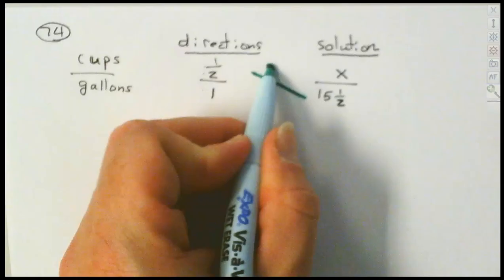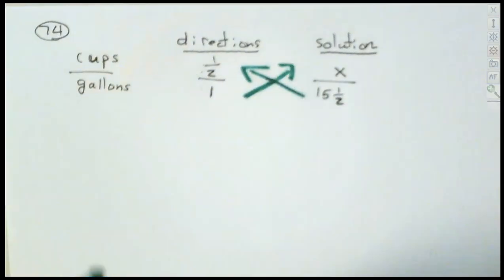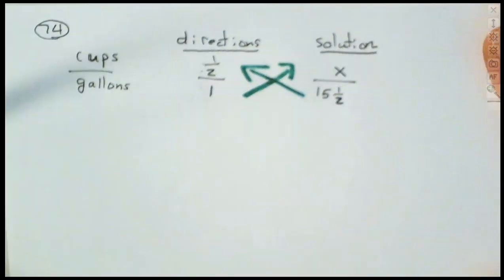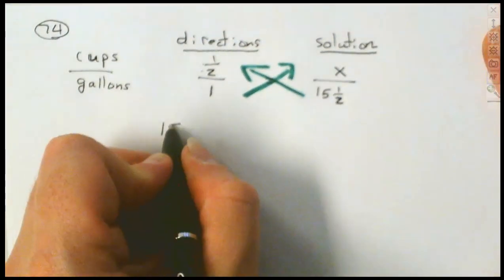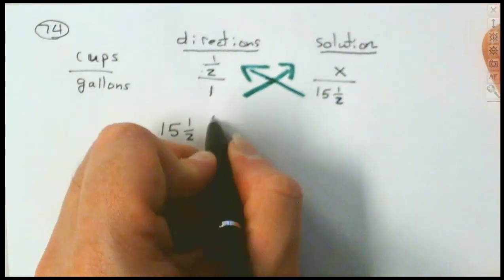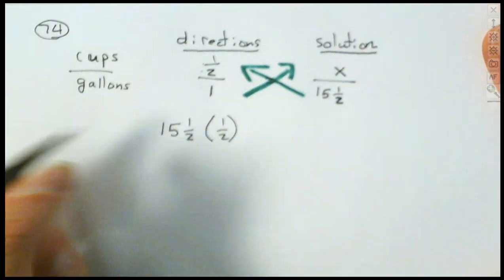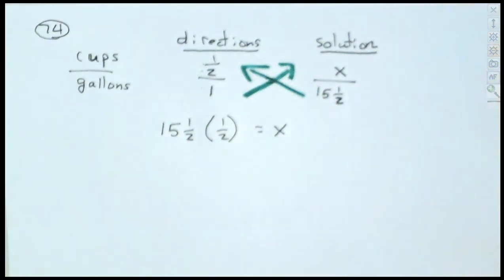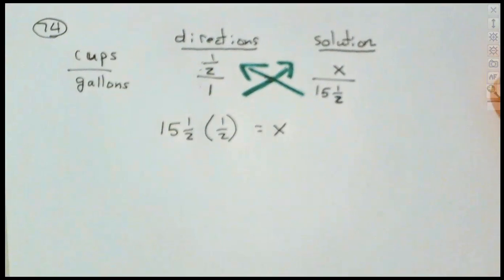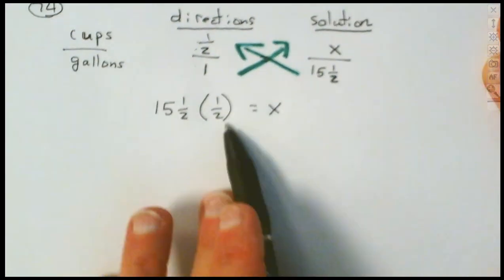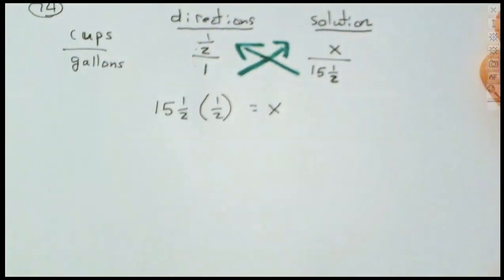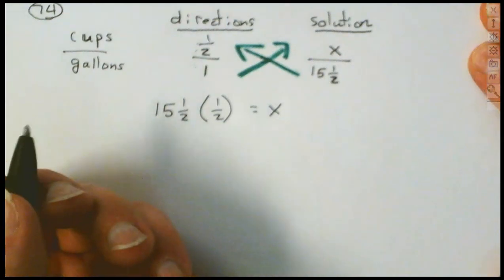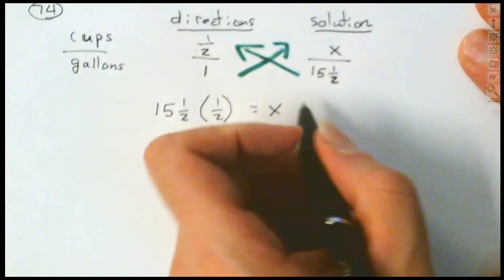We're going to go ahead and cross multiply. And that's going to be 15.5 times a half, and that equals x. Now, how do we multiply these together? Well, we can either use a decimal, which normally we don't want to do, or we can convert these.